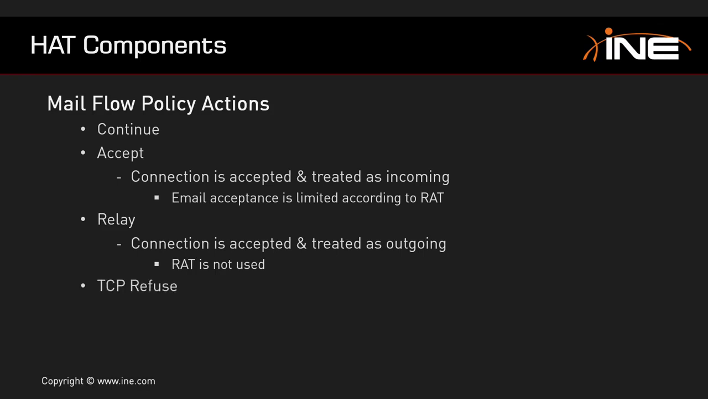There is also the TCP refuse option, which is used to deny the connection at the TCP level, so not even allow the sender to proceed to the SMTP conversation. And reject means that you will cut down the connection at the SMTP level, so the connecting host will at least see the banner generated by the ESA.